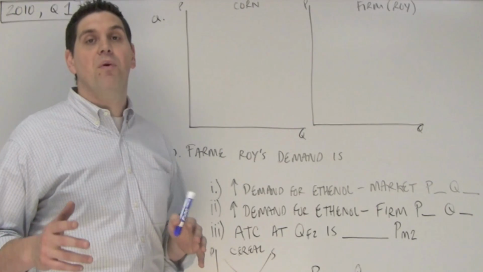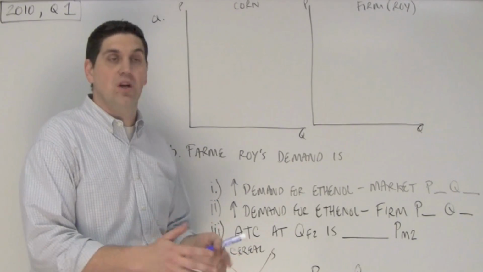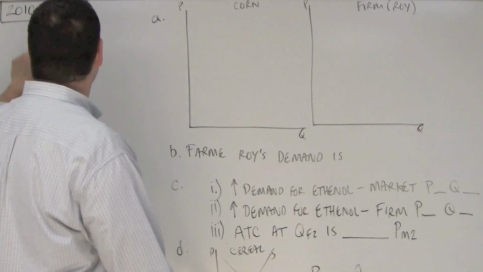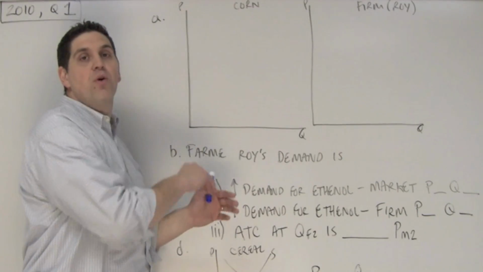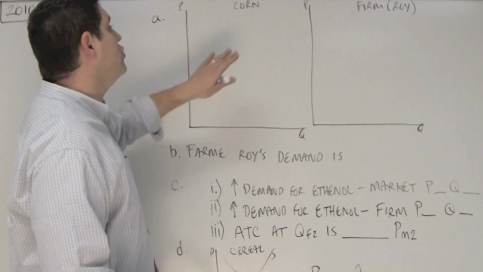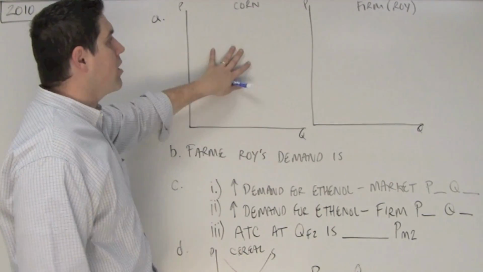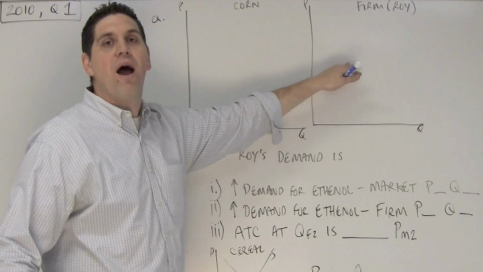Now this is a great example of the sort of questions they ask about perfect competition, markets, and firm. This is from the 2010 question 1. In this question they started off by saying corn is produced in a perfectly competitive market, and they ask you to draw side-by-side graphs for the market and for a firm that's owned by Farmer Roy.